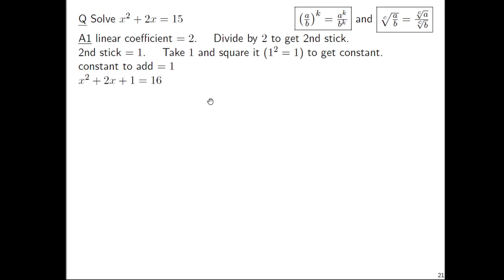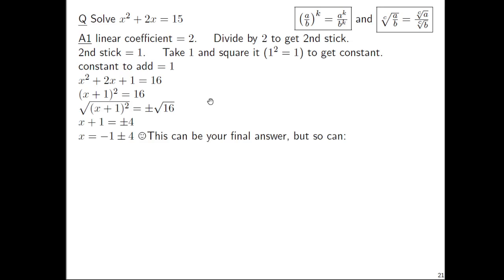You have x squared plus 2x plus 1 equals 16. The left side should be something squared, so it's x plus second stick squared equals 16. Square root both sides, and you have x plus 1 is equal to plus or minus 4. Subtract 1 on both sides. So you get x is equal to negative 1 plus or minus 4. Now this can be your final answer, but since the numbers are so nice, we can work out negative 1 plus 4 is positive 3, and negative 1 minus 4 is negative 5. So you could write x equals 3 or x equals negative 5. So that could also be your final answer.